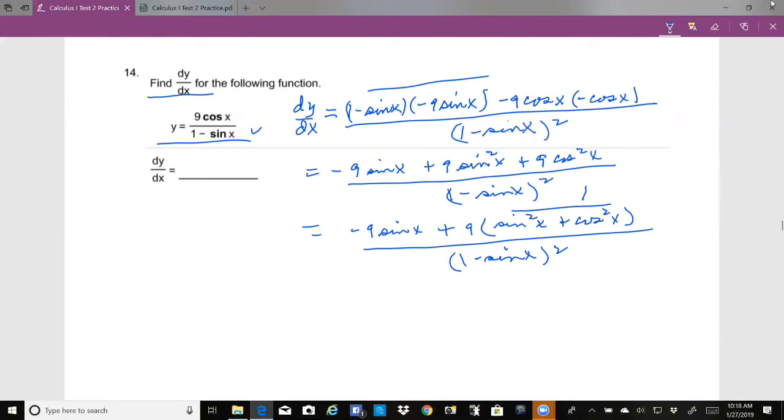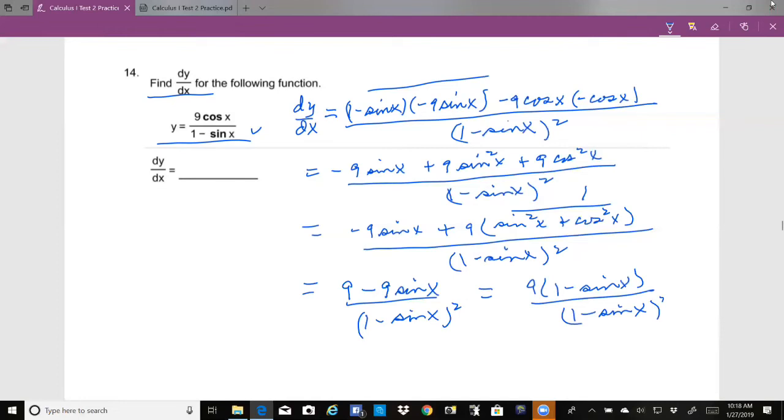So we get 9 minus 9 sine of x divided by 1 minus sine of x squared. Factoring 9 out, we get 9 times 1 minus sine of x divided by 1 minus sine of x quantity squared. We can cancel out one of the 1 minus sine of x, which appears in the numerator and the denominator. And we get 9 over 1 minus sine of x as the answer. So here you have to remember some of your trig identities.